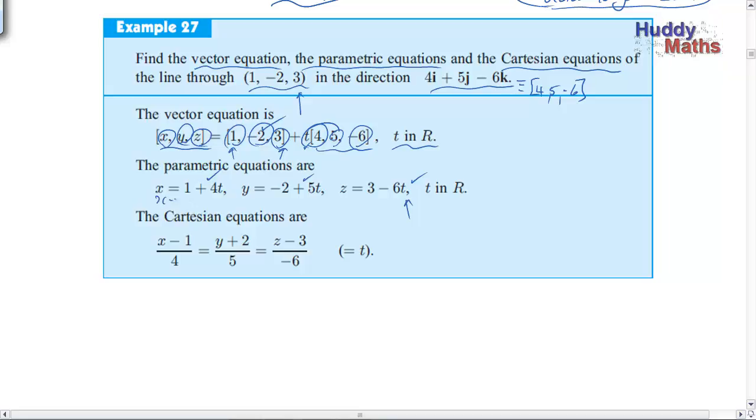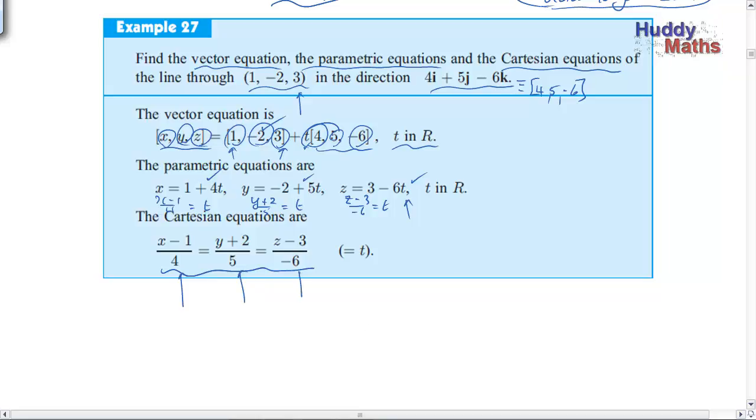So x take 1 on 4 equals t. And here y plus 2 on 5 equals t. Just rearranging them. Z take 3 on -6 equals t. So they become the Cartesian equations. Just notice, we want to go back and forth between all these, so just notice what happens here.